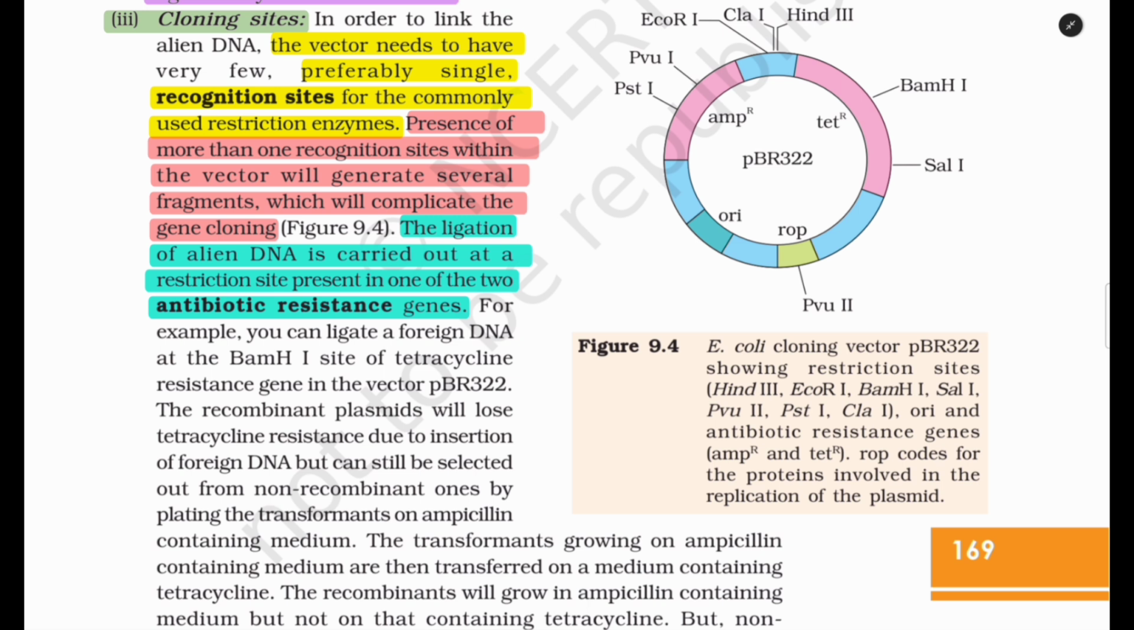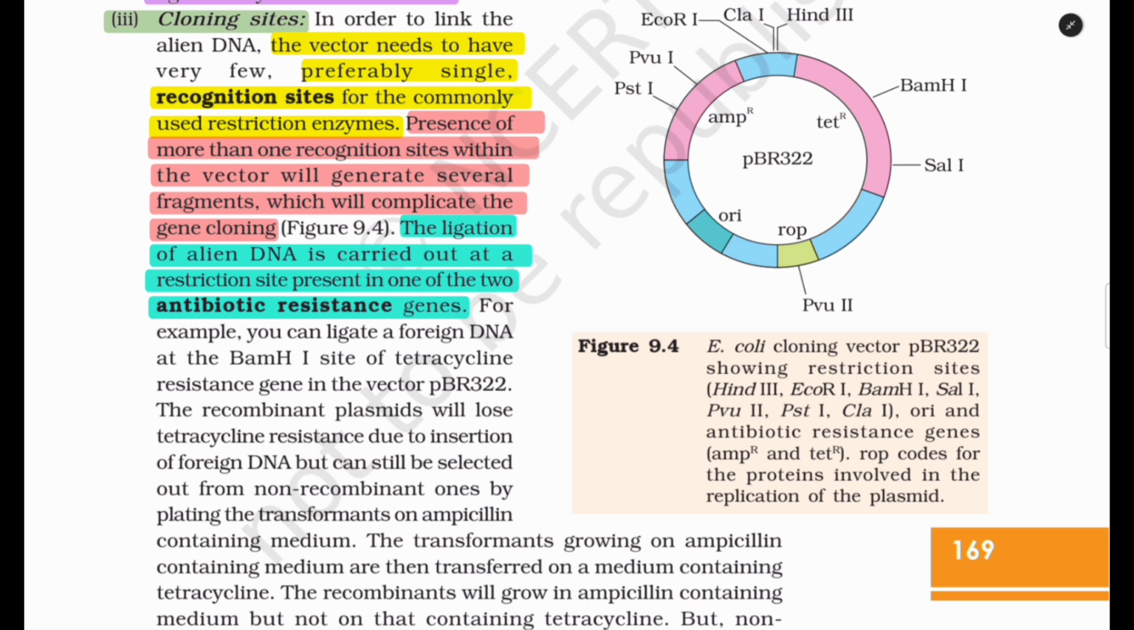Figure 9.4. The ligation of alien DNA is carried out at a restriction site present in one of the two antibiotic resistant genes. For example, you can ligate a foreign DNA at the BamHI site of the tetracycline resistant gene in the vector pBR322. The recombinant plasmids will lose tetracycline resistance due to the insertion of foreign DNA but can still be selected out from non-recombinant ones by plating the transformants on ampicillin containing medium.